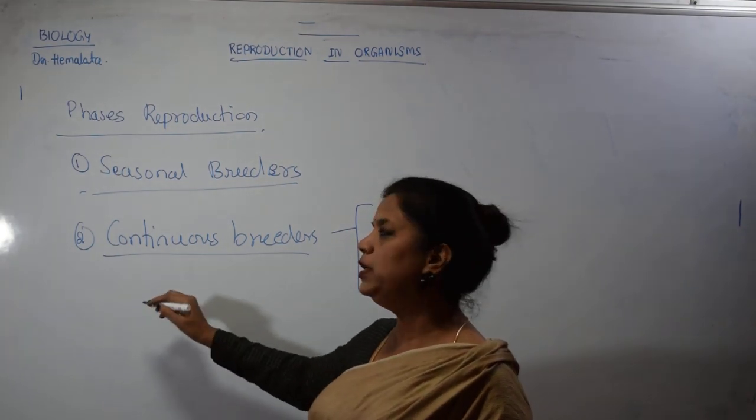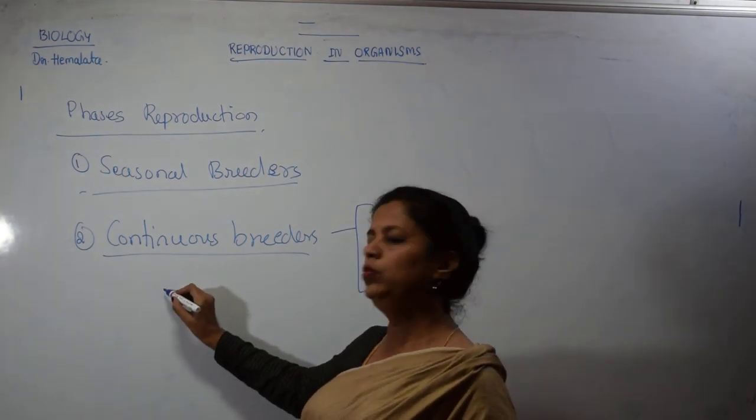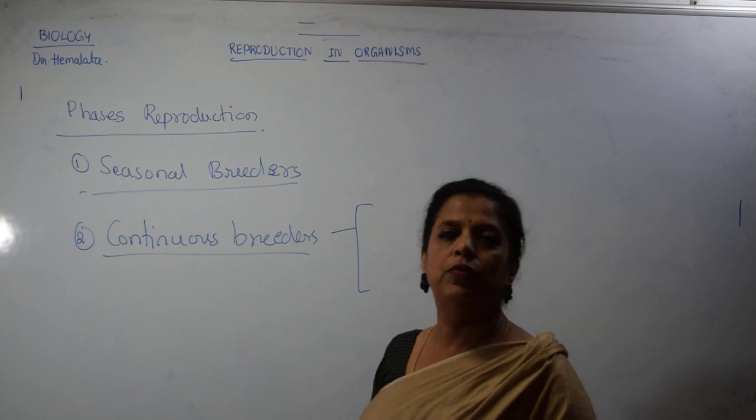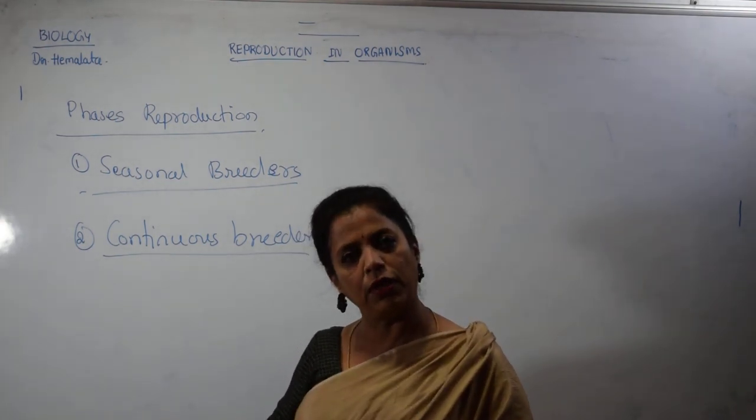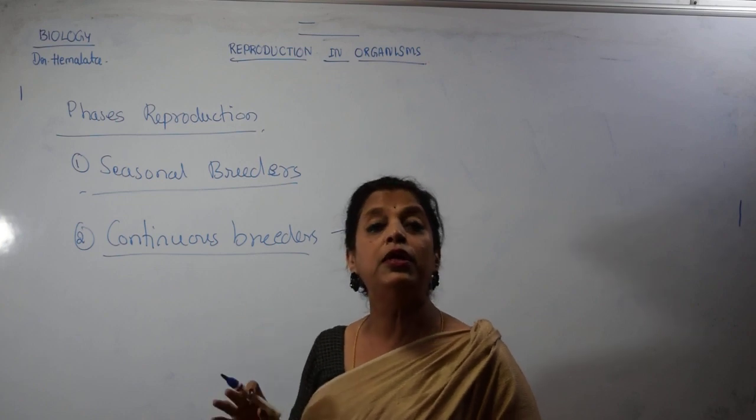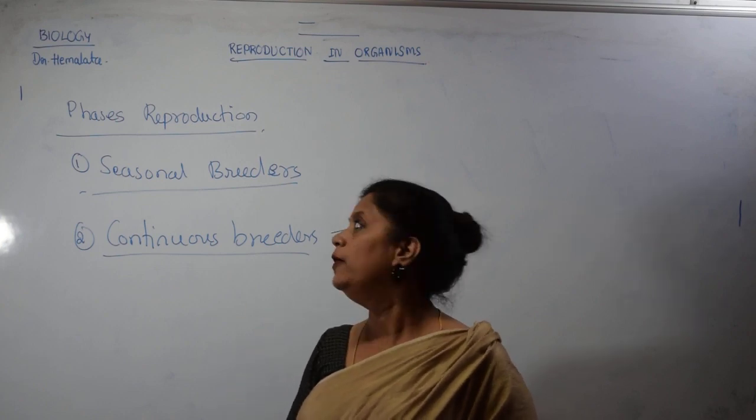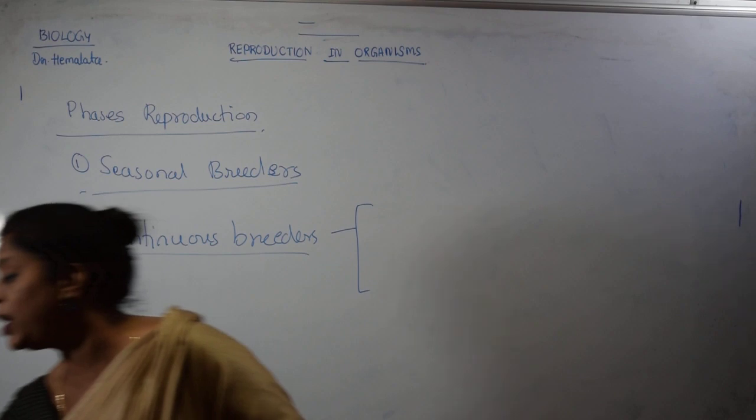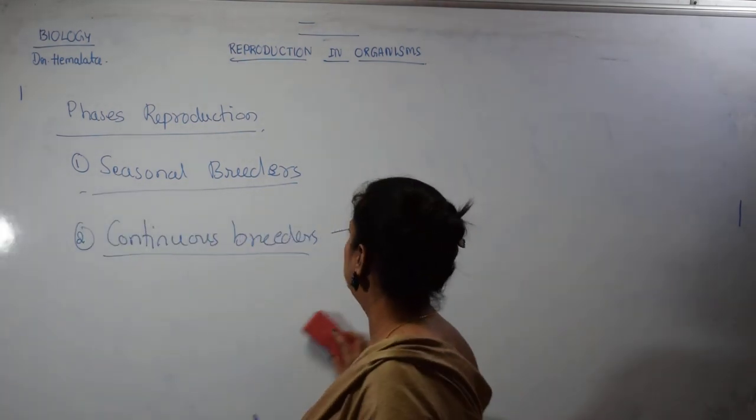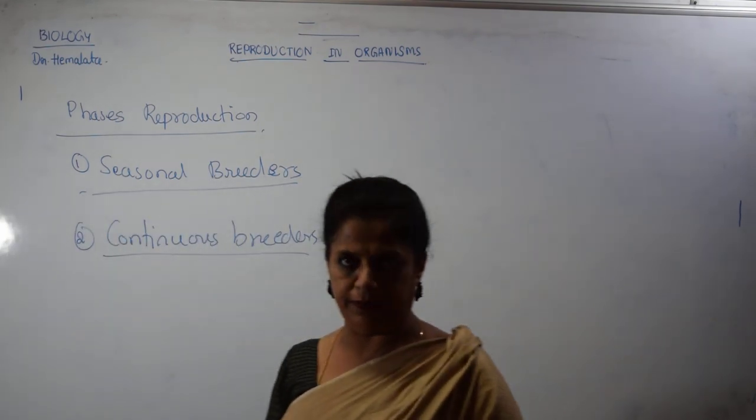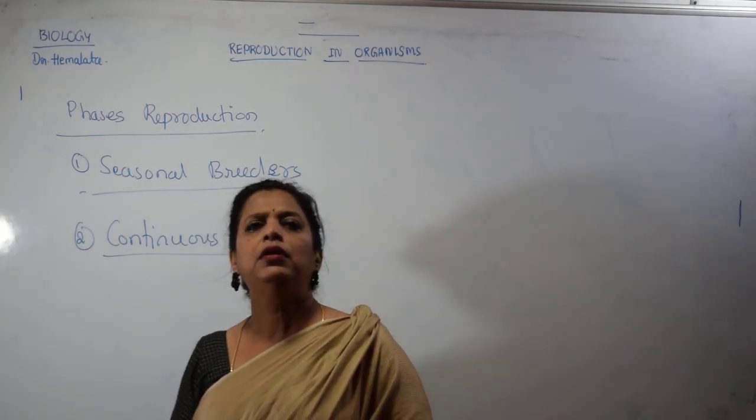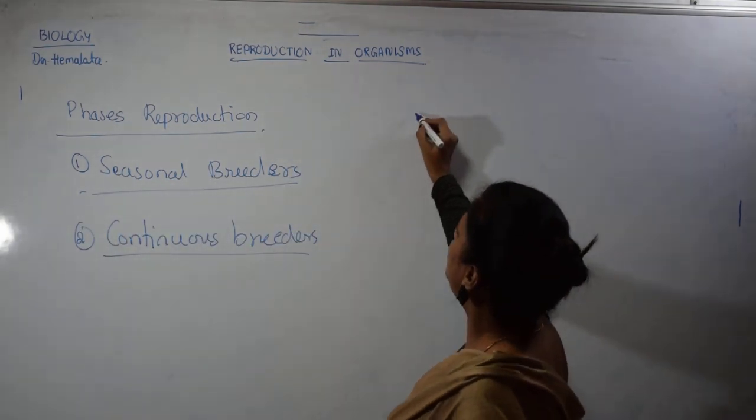In continuous breeders, you can write all the humans and others, right? Humans and rats, mainly rats and humans, they are all continuously reproducing. They are called the continuous breeding organisms. Okay, these are the types of time when they are breeding, right? Only at one certain time will seasonal breeders be breeding. But we will now talk about the reproductive phases.